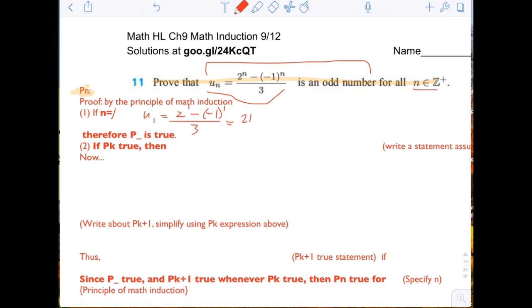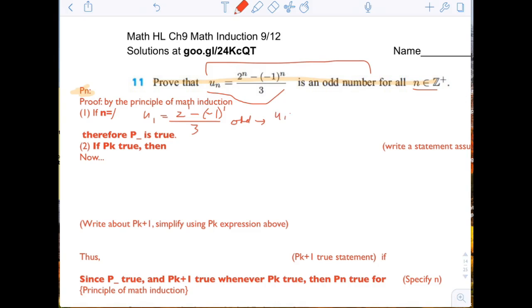2a plus 1, where a is an integer. But instead of saying that, let's just say, oh, it's odd, because we're going to be able to calculate the value. So let's see if that's true.